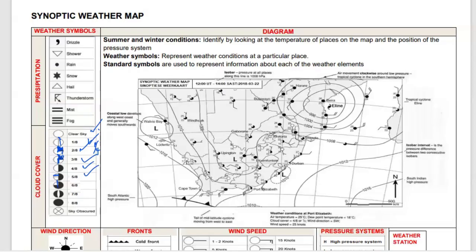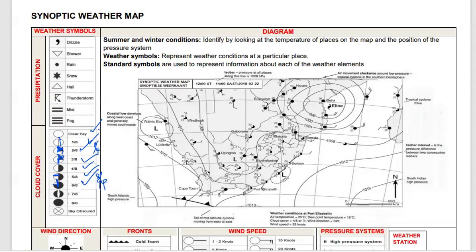We said this one is a half, and you can see this one is a quarter. So we are saying 2 over 8 plus 4 over 8. That gives us 6 over 8, which is 3/4 of the atmosphere, which is filled by clouds. Means 3/4 of the sky will be having cloud cover for that instance.